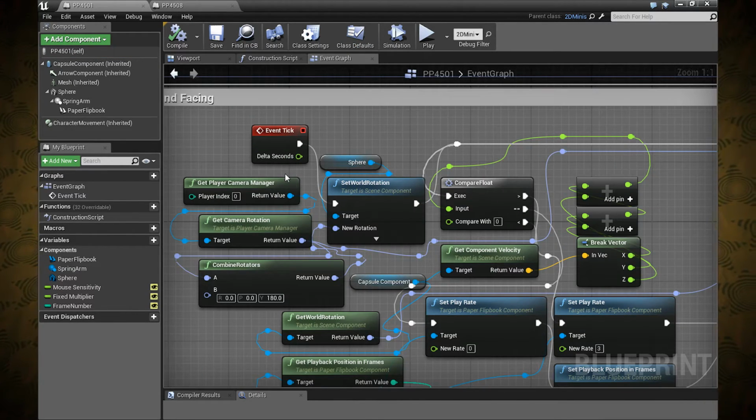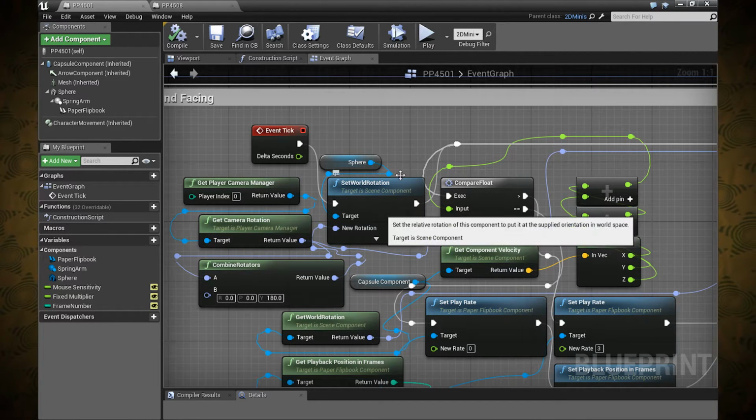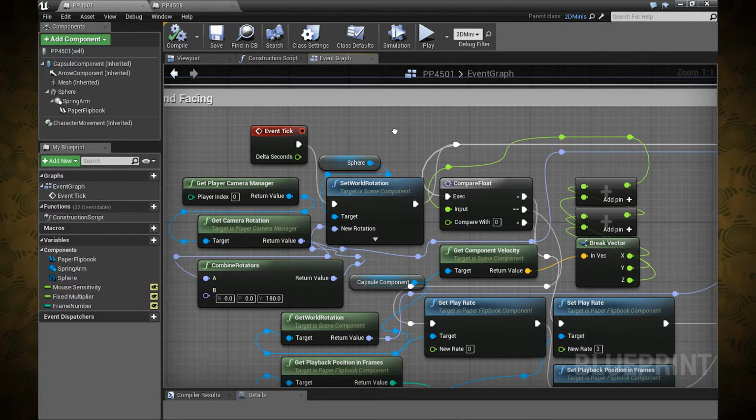So, event tick every frame, set world rotation of the sphere component, which in this case also affects the spring arm and thus the paper flipbook, to the camera's rotation plus 180 yaw. And the purpose of this is to make the paper flipbook point in the opposite direction of the camera, which is important for our whole orthographic thing.